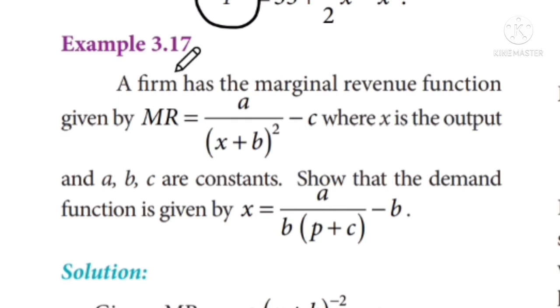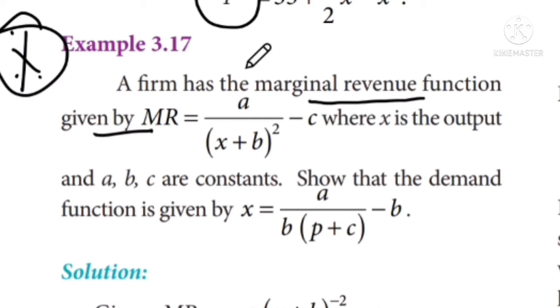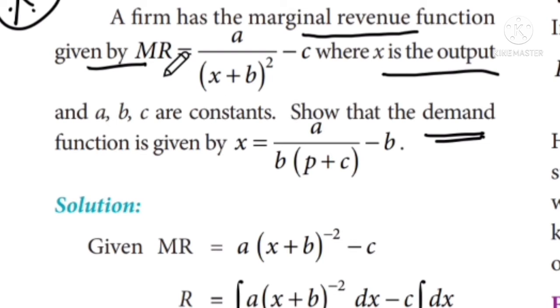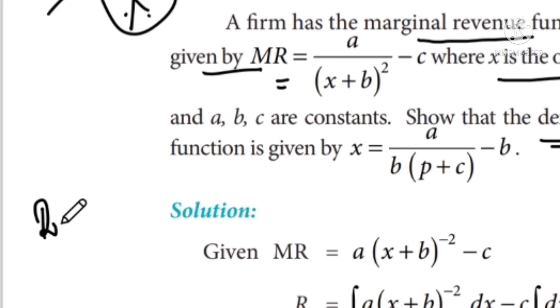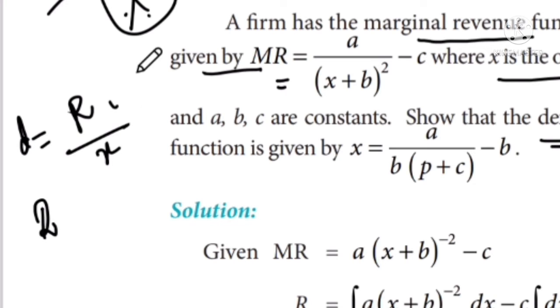Example 3.17. A firm has marginal revenue given by a by (x plus b) the whole square minus c, where x is the output. A, B, C are constants. Show the demand function. What is the formula to find the demand function? R by x. So what do you have to find first? R. Marginal revenue is given. Unless you find R, you cannot find the demand function because demand function is R by x. So we need to find R.